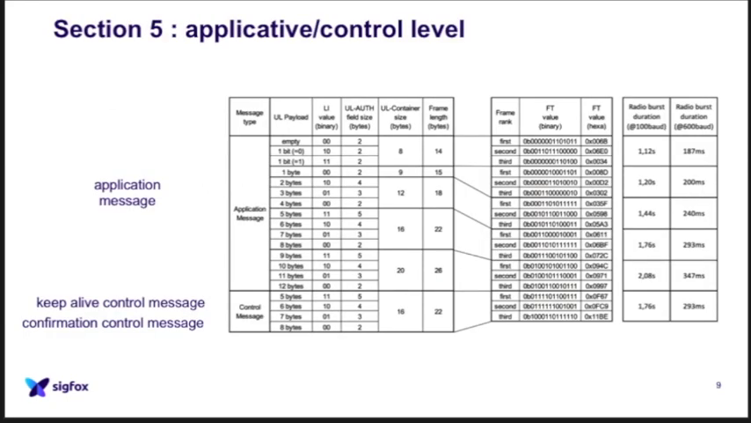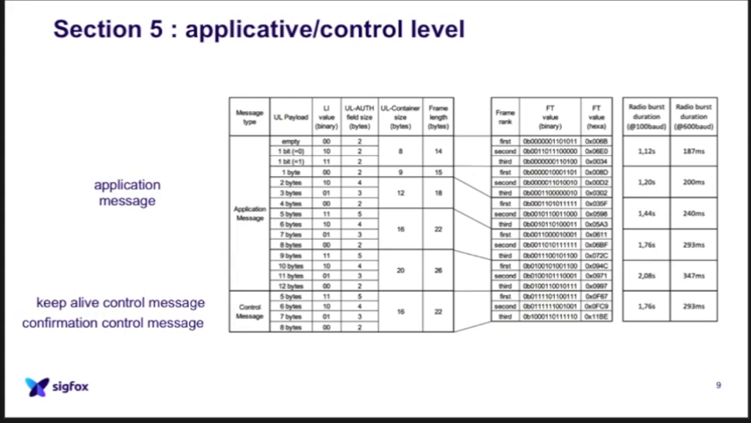Section 5 is much smaller than the three previous ones, because it's about applicative and control level. Applicative messages are messages from a user application. Their format is free, so the only constraint is message length that goes from 0 bit up to 12 bytes. Control messages are mainly to carry status of devices such as battery power level, device temperature, or received signal strength in case of bidirectional procedure. Format of control messages are detailed in section 6.